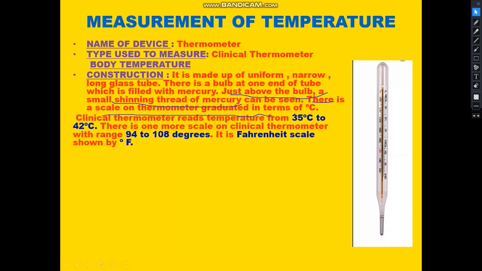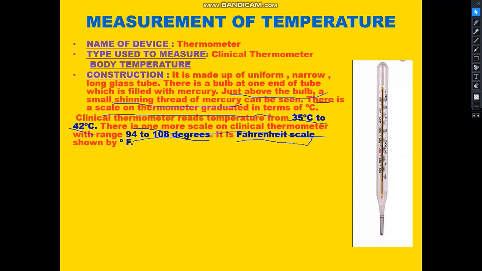Clinical thermometer reads temperature from 35 degrees Celsius to 42 degrees Celsius. This is the range of the clinical thermometer. There is one more scale on the clinical thermometer with range 94 to 108 degrees. And as I have mentioned already, it is marked in Fahrenheit and is shown by degree Fahrenheit.